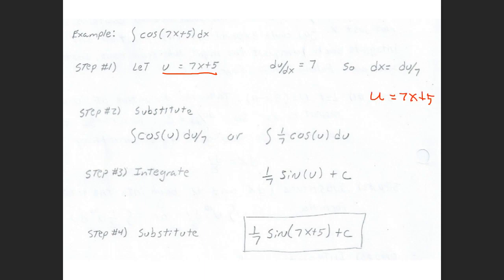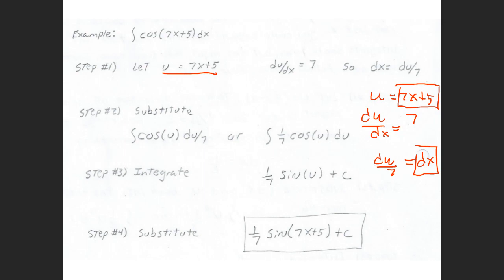Then I take the derivative of that. So du dx is equal to 7. And then I solve for dx. So I bring the dx up over here. So du over 7 is equal to dx. Okay, so I'm going to substitute this and this. So wherever I see 7x plus 5, I'm going to put a u. Wherever I see dx, I'm going to put du over 7.